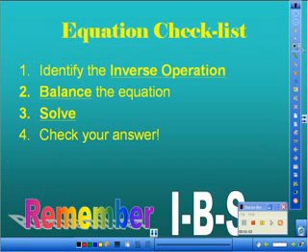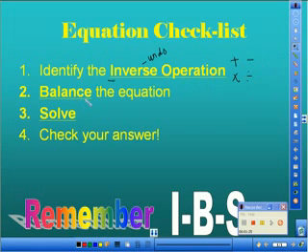The I stands for inverse operation. We've discussed this word before. All it means is undoing the given operation. It's just the opposite. So we would say the inverse operation of adding would be subtracting. The inverse operation of multiplying would be dividing.